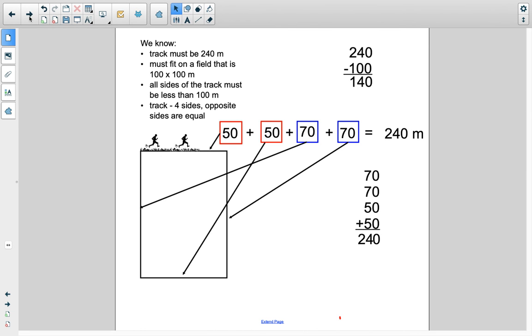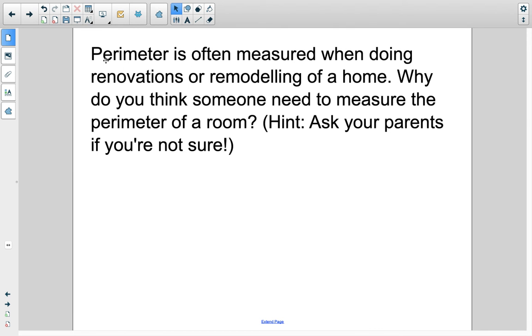So for homework for today, or it's not really much in the way of homework, it's just an activity to get you used to perimeter and what it means. I'm going to ask you to do two things. The first thing I want you to do is I want you to think. You don't have to write anything down. I just want you to think about how perimeter is used.